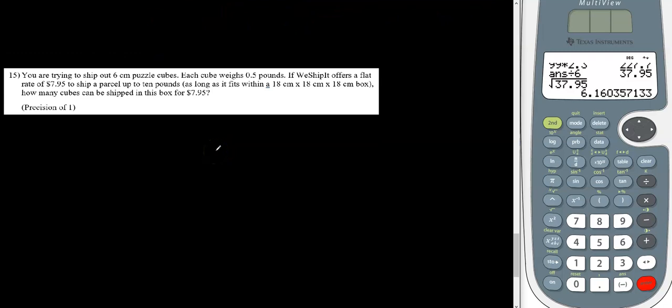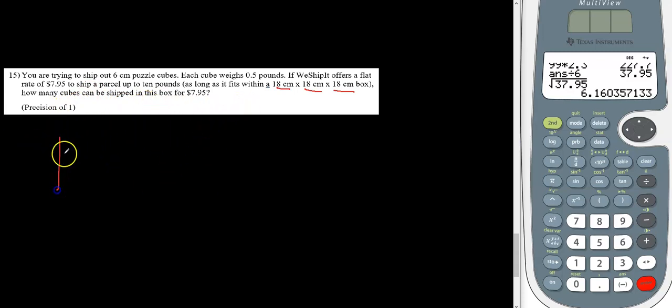And finally, question 15. You are trying to ship out 6 centimeter puzzle cubes. Each cube weighs 0.5 pounds. If we ship it, offers a flat rate of $7.95 to ship a parcel up to 10 pounds, as long as it fits within an 18 centimeter by 18 centimeter by 18 centimeter box. How many cubes can be shipped in this box for $7.95?